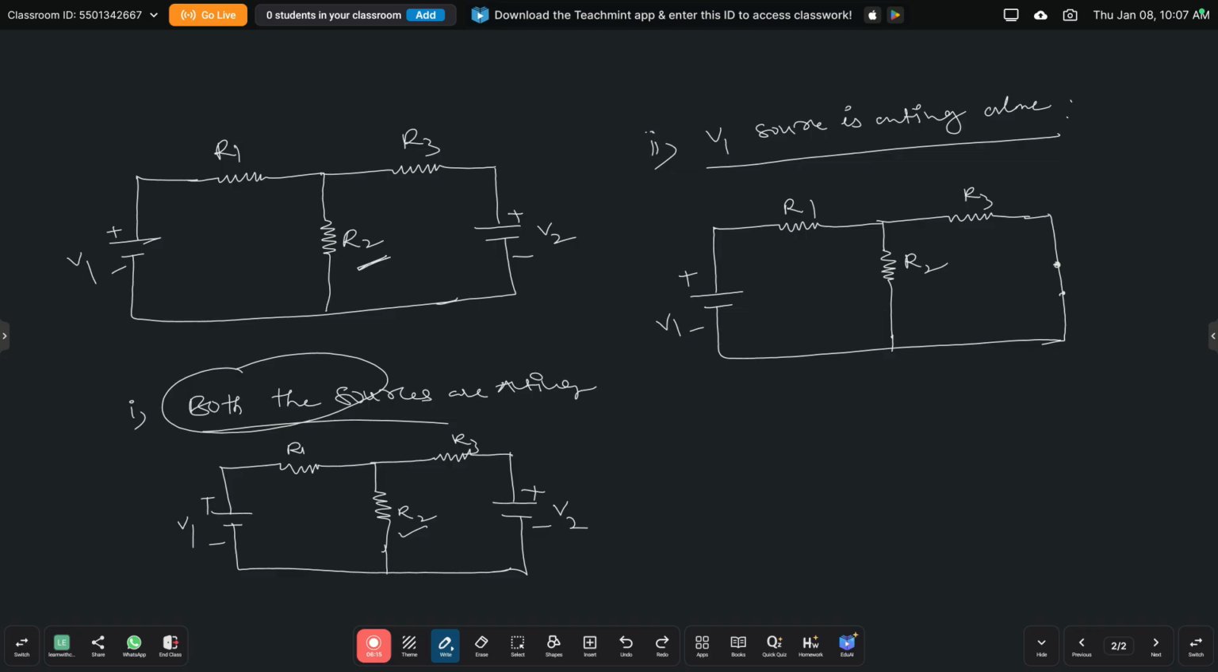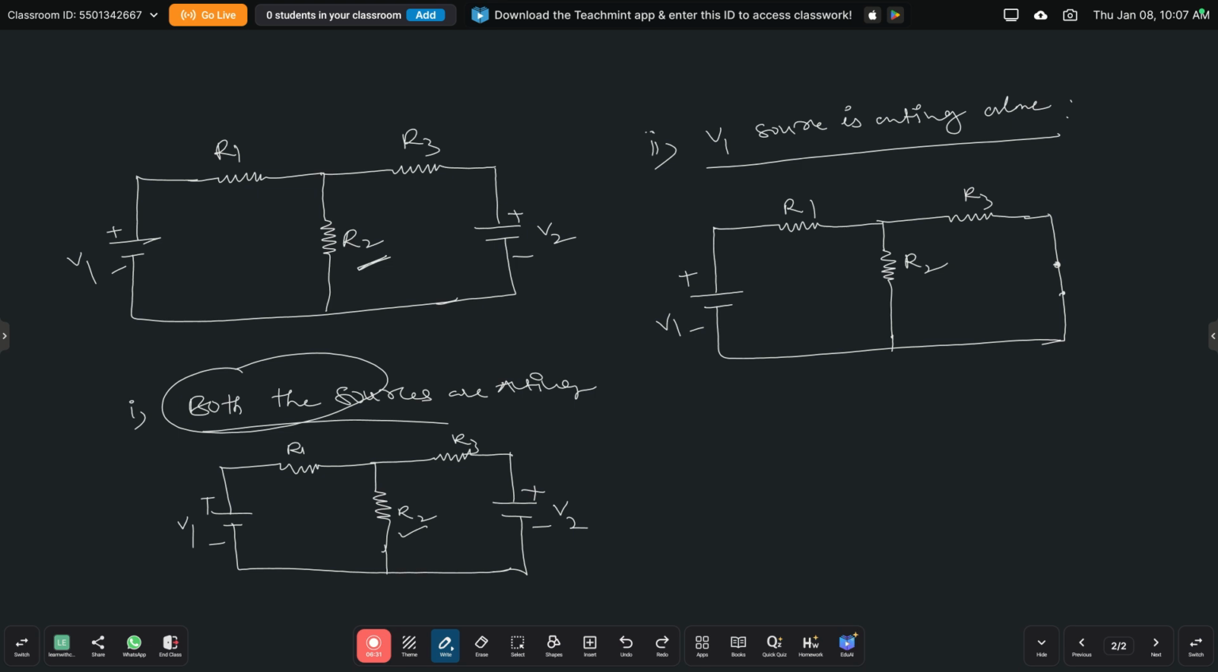So here the inactive source is a voltage source. Whenever the inactive source is a voltage source, it should be short circuited. If the inactive source is a current source, it should be open circuited. So now when the V1 source is acting alone, this is the circuit.